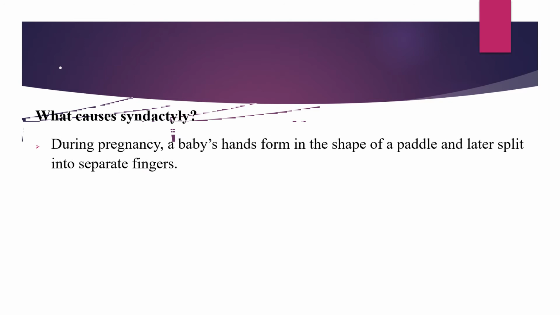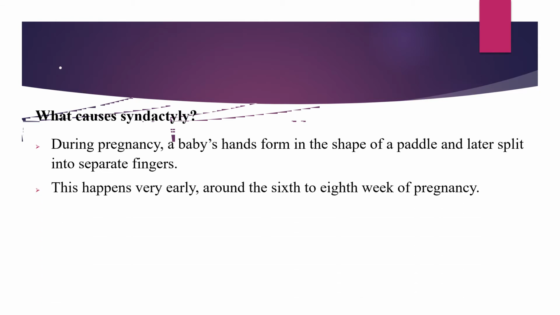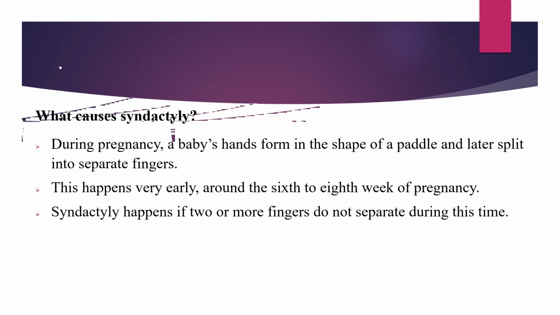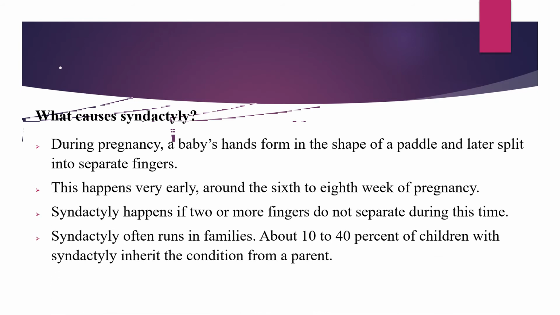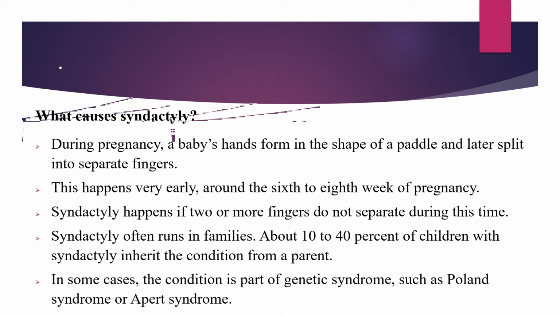When we see what causes syndactyly, during pregnancy, a baby's hands form in the shape of a paddle and later split into separate fingers. This happens very early, around 6 to 8 weeks of pregnancy. Syndactyly happens if two or more fingers do not separate during this time. Syndactyly often runs in families, and about 10 to 40% of children with syndactyly inherit the condition from a parent. In some cases, the condition is part of a genetic syndrome such as Poland syndrome or Apert syndrome.